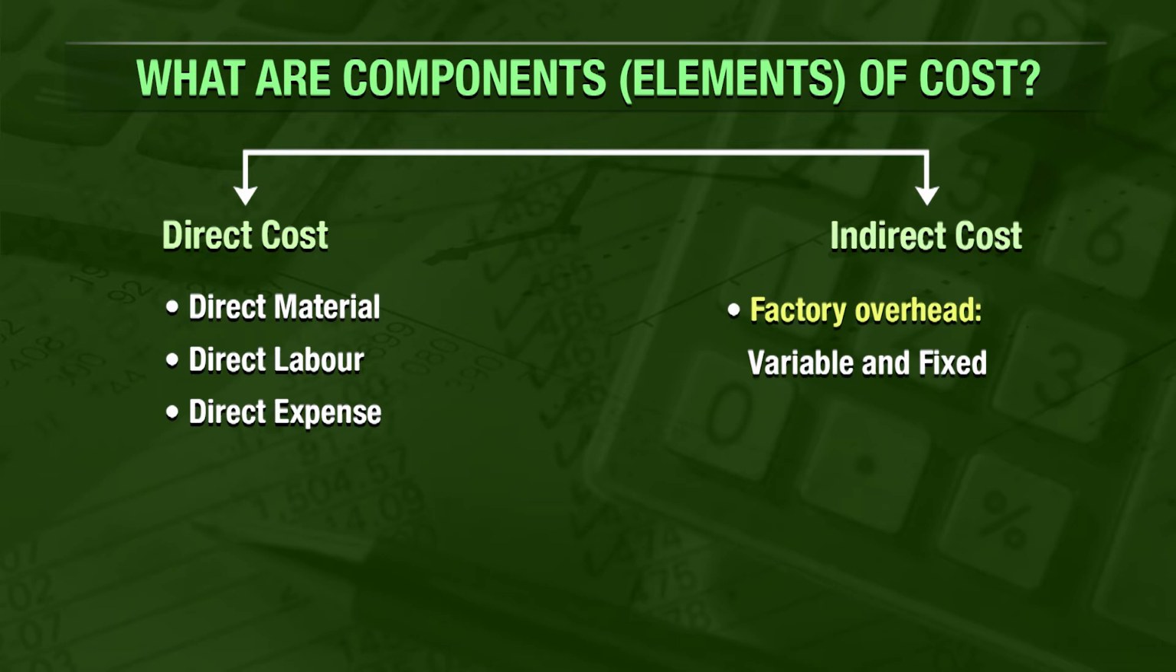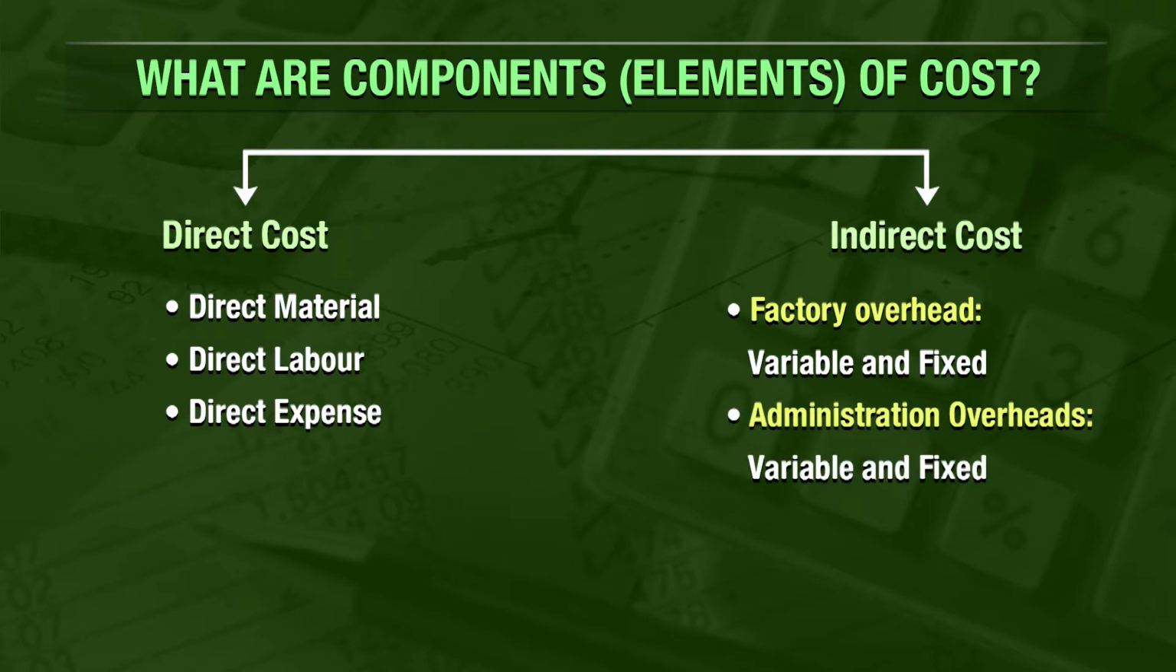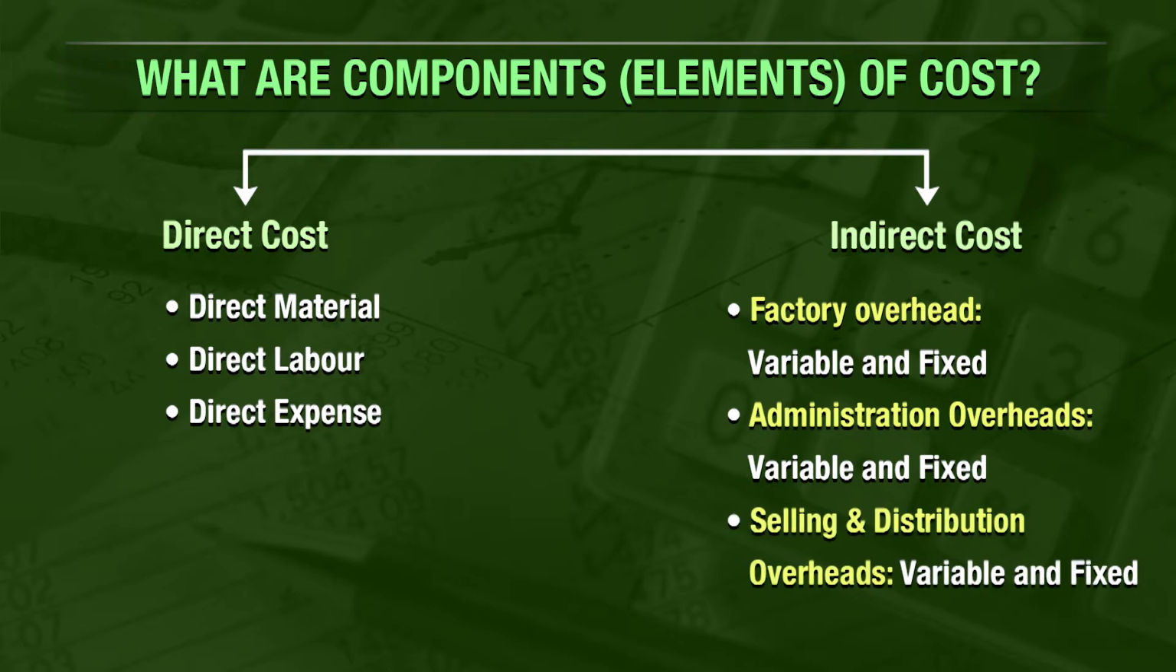First is factory overheads. Factory overheads can be variable as well as fixed. Second is administration overheads, which can be variable and fixed. While the third one is selling and distribution overheads, which can be variable as well as fixed. But keep in mind one important rule for this, that overheads basically are fixed, but they can be in the variable form too. Dear students, we have obtained information about different components of cost.